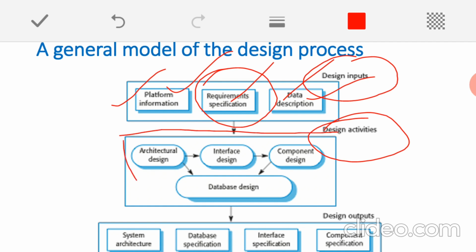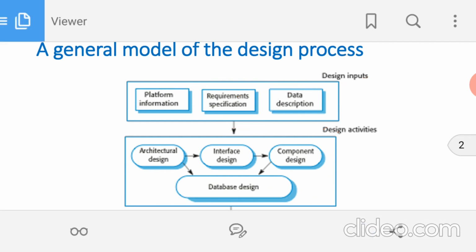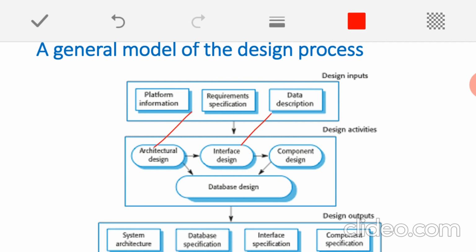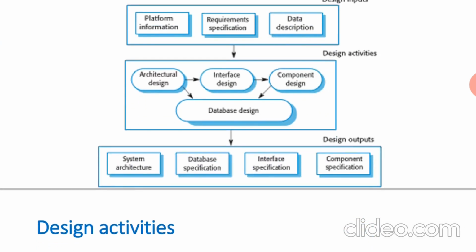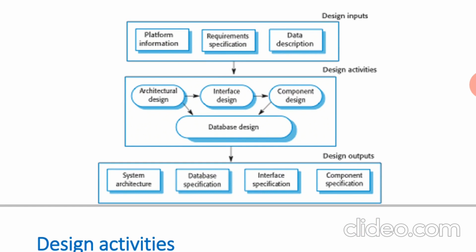Now coming to the design activities, this is my actual design process, where I am going to carry out 4 different activities. One is architectural design. Second one is interface design, third one is component design, and fourth one is database design. So these are the 4 different types of design activities that will be carried out during the design process concerned.